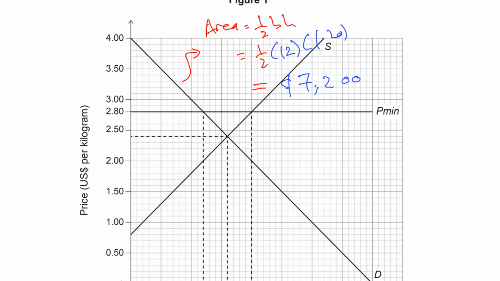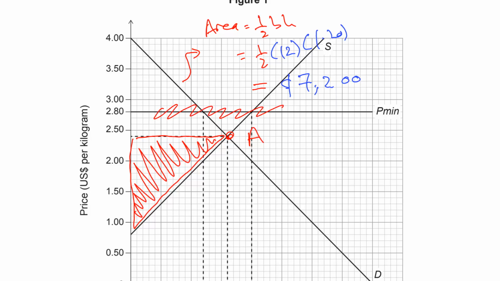Okay, so the producer surplus before the intervention is going to be given by this triangle over here. Assuming we're in a free market, the market equilibrium is going to end up at point A, where we imagine this price control doesn't exist. Producer surplus is going to be equal to that triangle over there. And once again, to calculate that triangle, area equals half base times height.